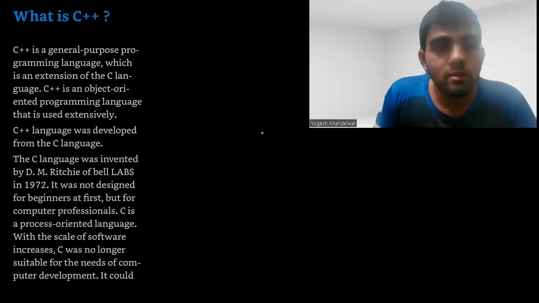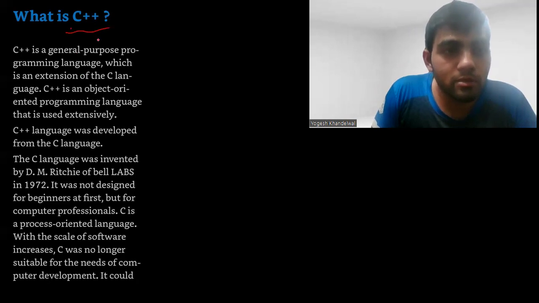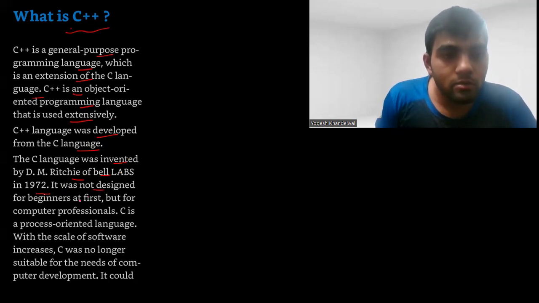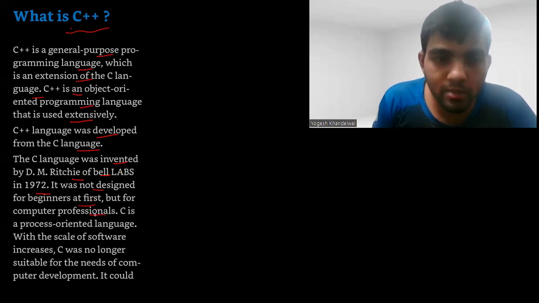So let's start. So what is C++? C++ is a general purpose programming language which is the extension of C language. C++ is an object-oriented programming language that is used extensively. C++ language was developed from the C language, and C language was invented by this scientist of Bell Labs in 1972. It was not designed for beginners at first, but for computer professionals.